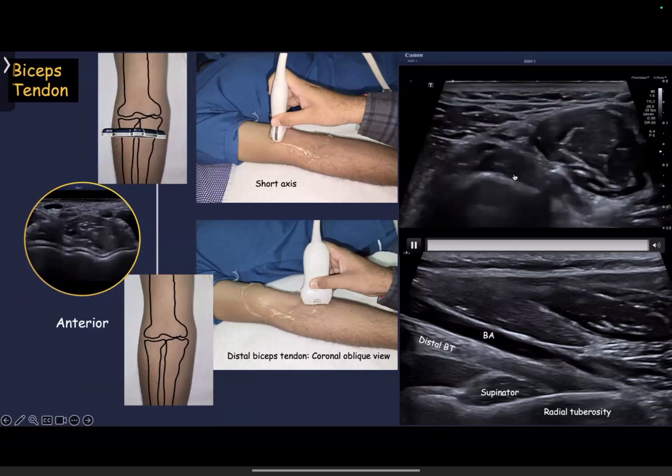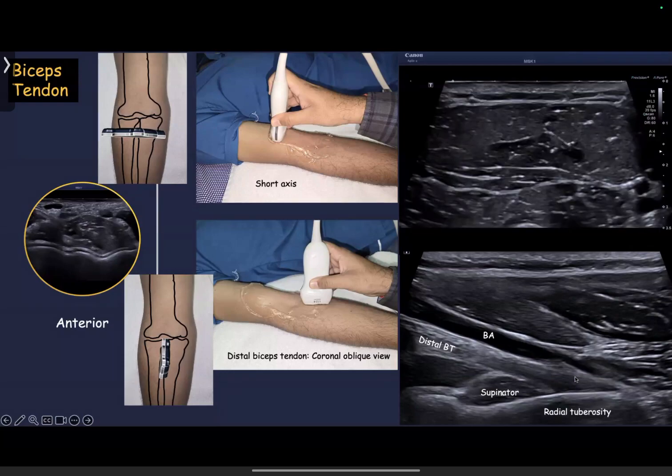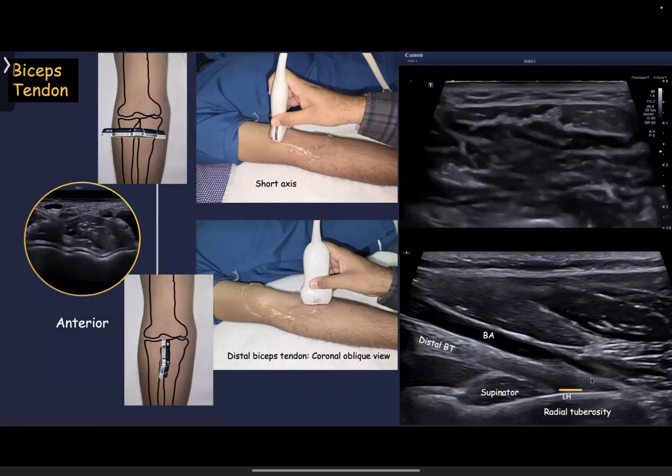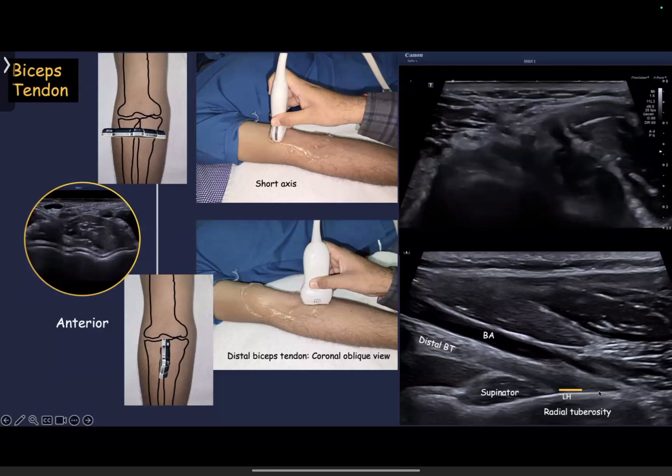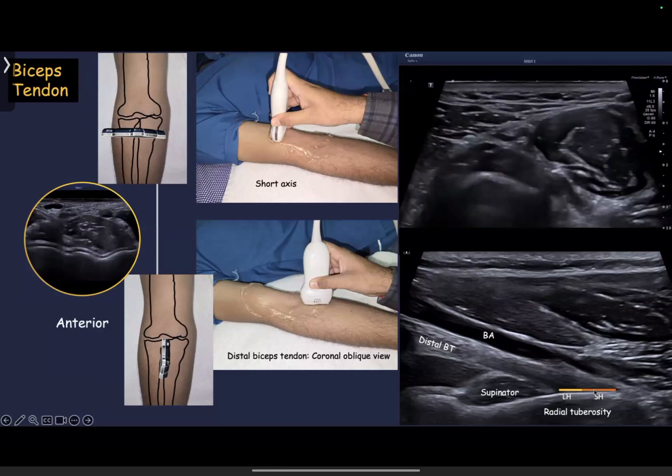To evaluate the distal end of the biceps, we need to do a coronal oblique view. In the coronal oblique view, this will go along the course of the biceps tendon. So this is the distal biceps tendon. This small muscle is the supinator, this is the radial tuberosity. This is the long head of the biceps tendon, which is attached proximally, and you have the short head, which is attached slightly distally.